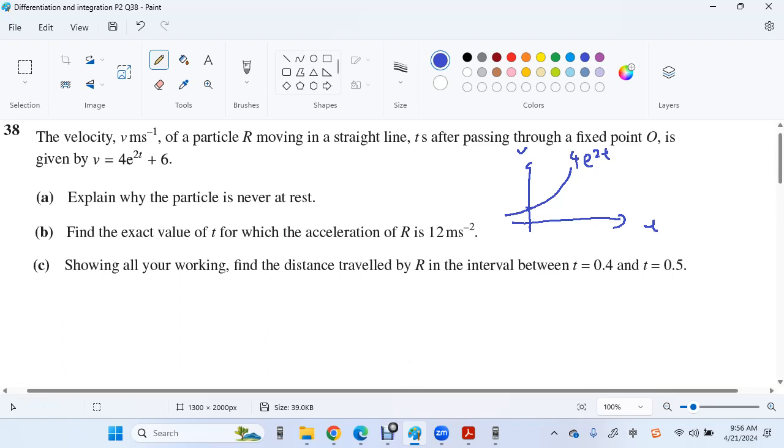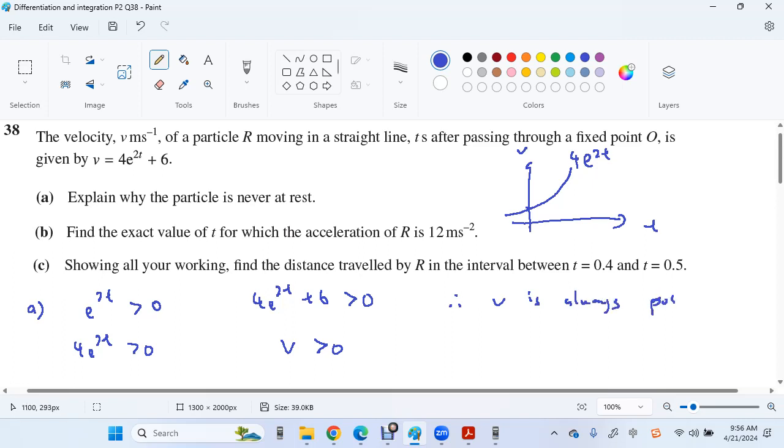Okay, so question A, they want us to explain why the particle is never at rest. So we know that e^2t is greater than 0, and 4e^2t will be greater than 0. So 4e^2t plus 6 will be greater than 0, so v is greater than 0. Therefore v is always positive. Therefore the particle is never at rest.